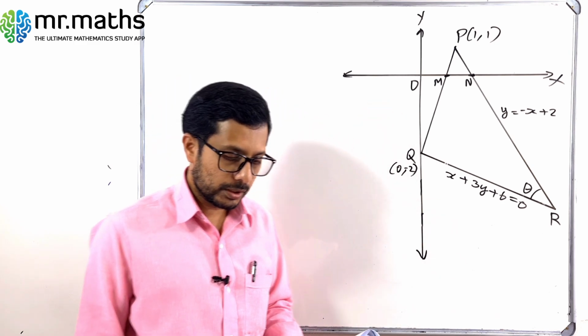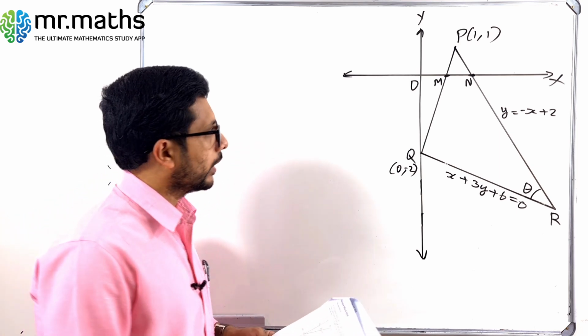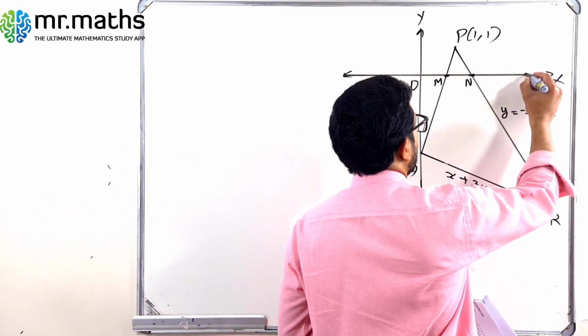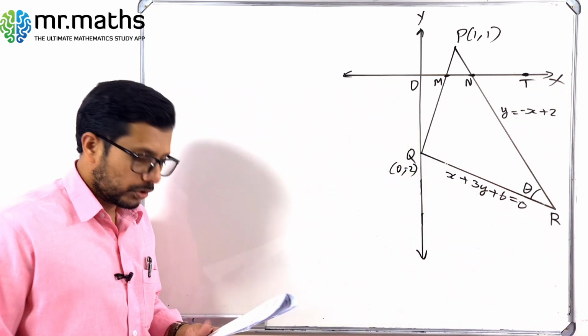Okay, now what is the first question? T is a point on the x-axis. So there is a point here and that point is T. Now, what is the first question?